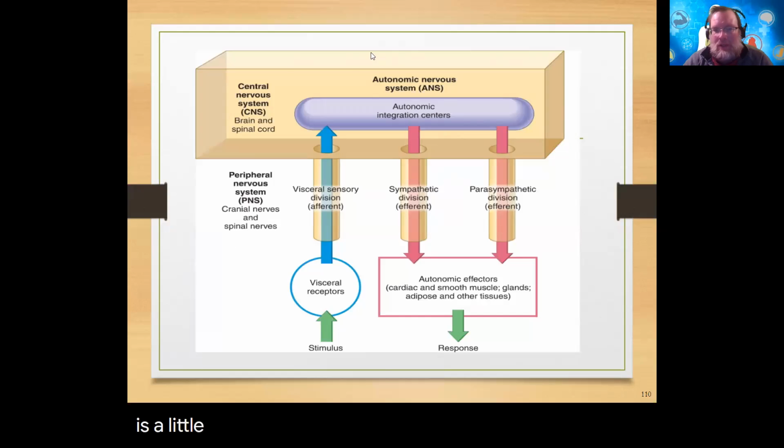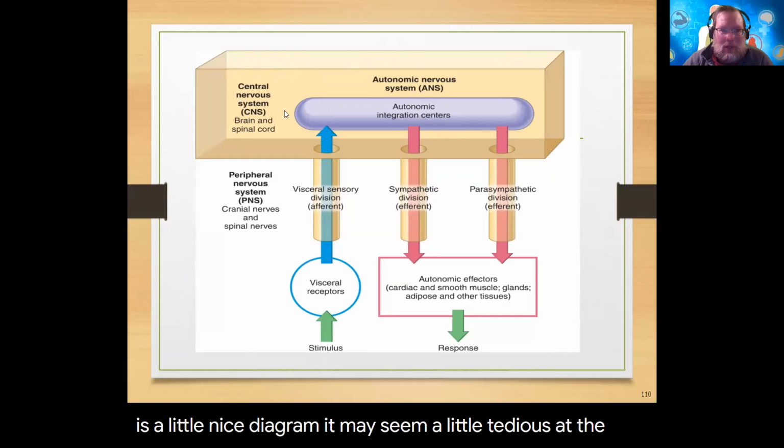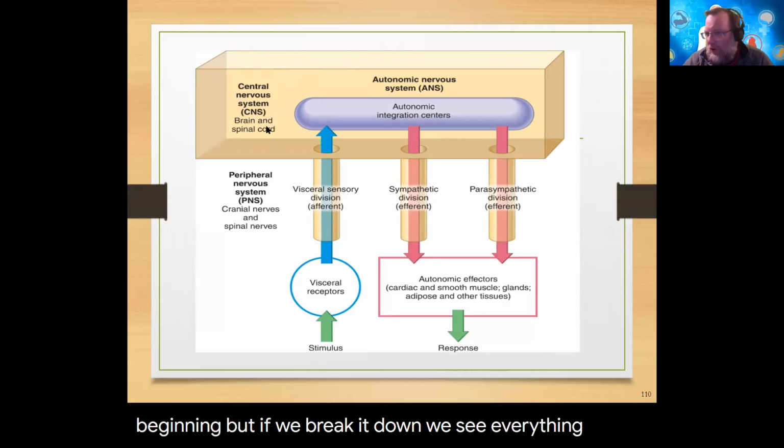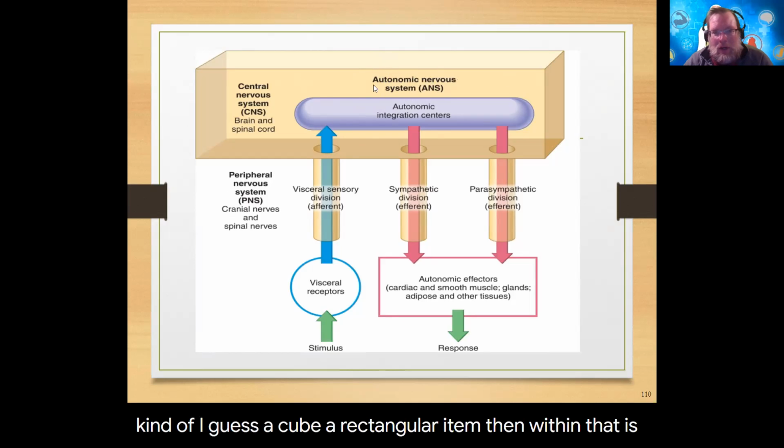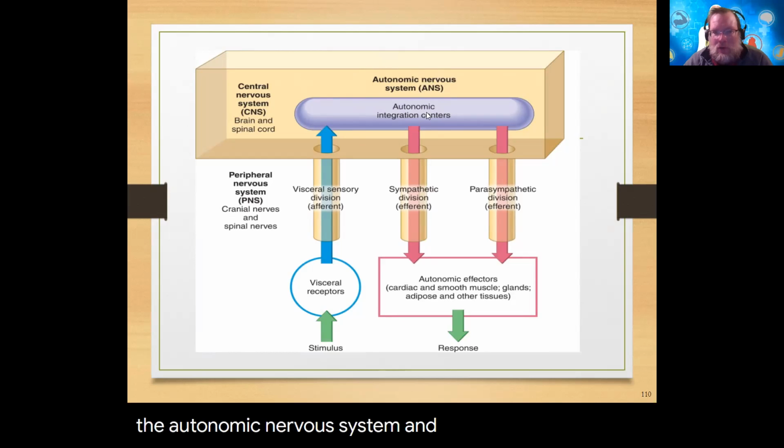This is a nice diagram. It may seem a little tedious at the beginning, but if we break it down, we see everything we've already discussed. We see the central nervous system up here represented as this rectangular, three-dimensional item. And then the peripheral nervous system, your cranial and spinal nerves, outside of that. And then within that is the autonomic nervous system and its integration centers.